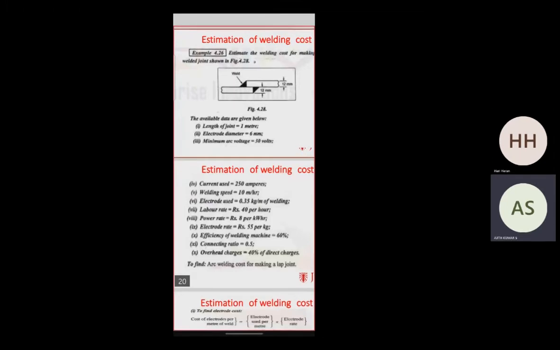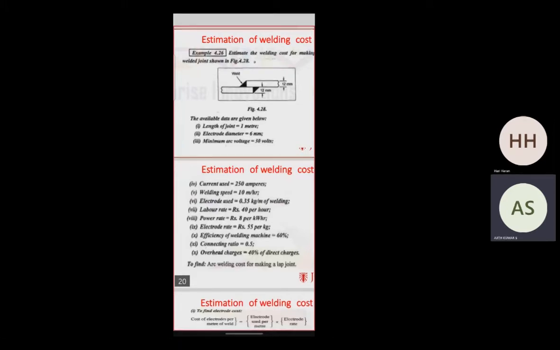So the cost of electrode per meter of the weld is equal to electrode used per meter into electrode rate. They have given the electrode used per meter as 0.35 kg per meter, and the electrode rate is also given as rupees 55 per kg. So we multiply both, and we get the cost of electrode.